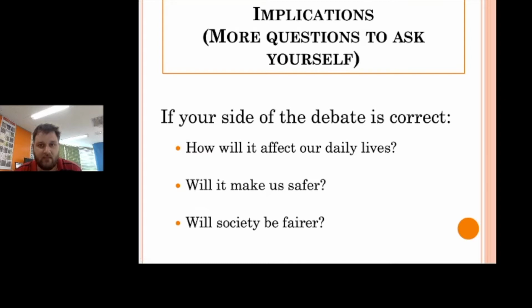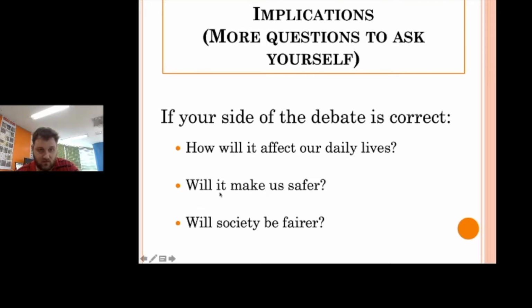So implications, more questions to ask yourself. If your side wins the debate, how will it affect our daily lives? Will it make us safer? Will society be fairer? Okay, so you don't have to answer all of these questions. Maybe some of these questions aren't relevant to the resolution, in which case, ignore them. If they are relevant to the resolution, then ask yourself, does my implication answer this question?